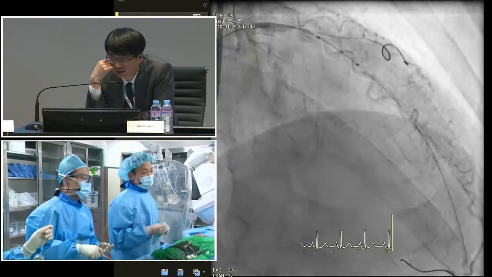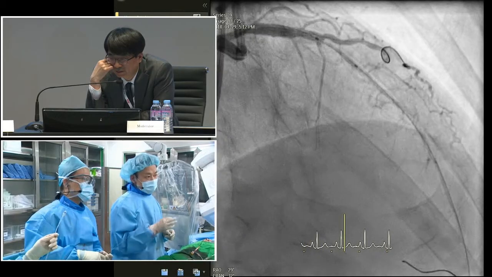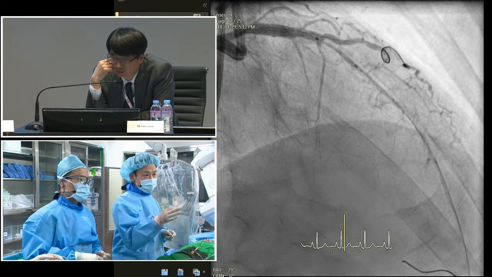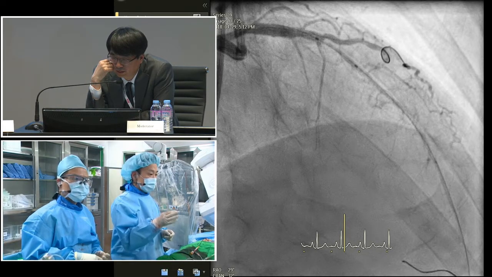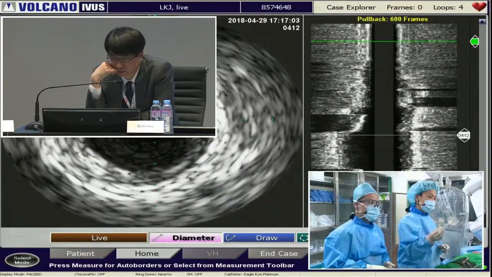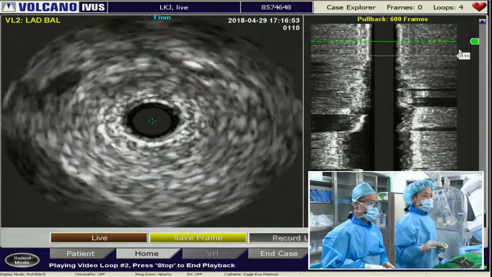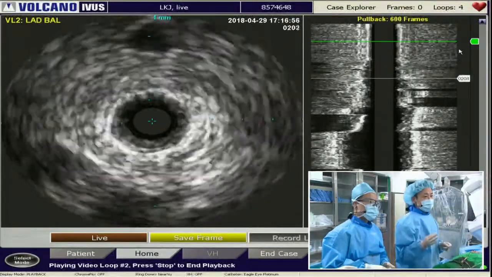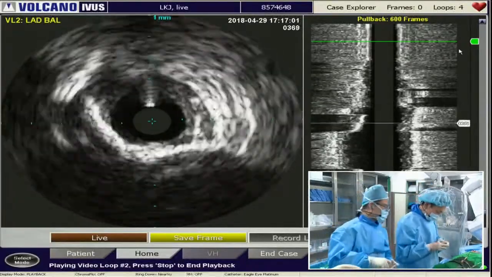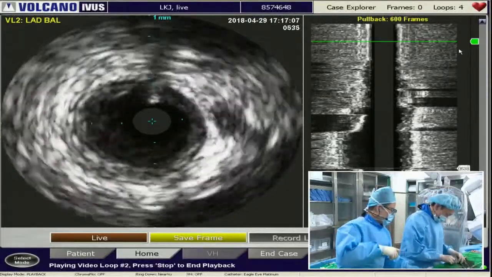So this is a 1.5 balloon. Inside the CTO segment, a little bit more distal, we can see some plaque. Could you change to the final IVUS? Back to the beginning of the pullback. Here the distal is already very shrinking, but around there we can see some plaque. So we implanted the 2.5 stent.